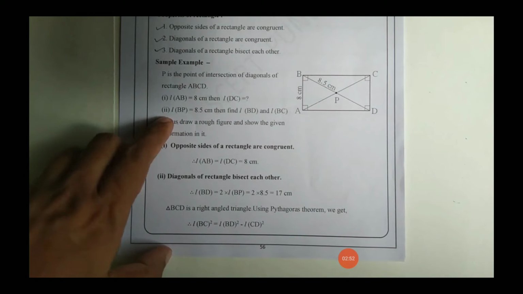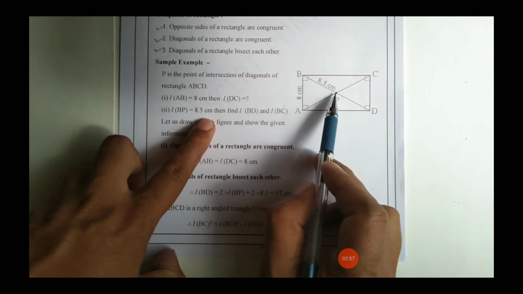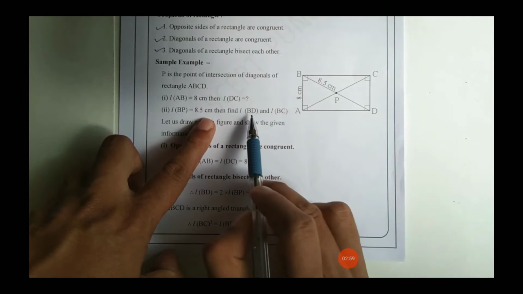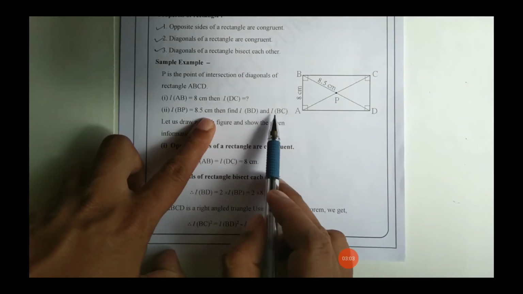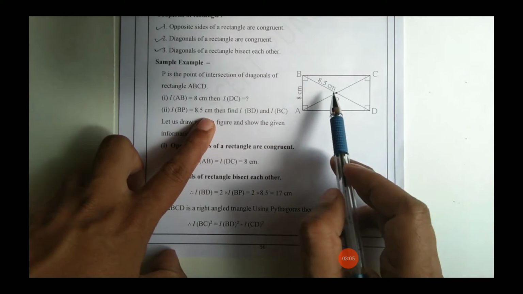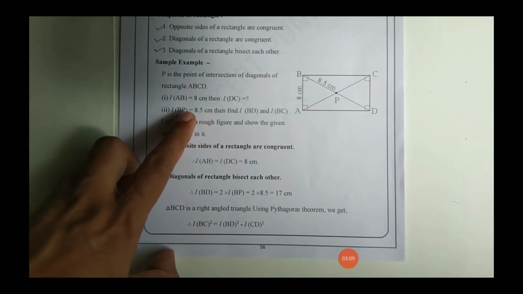Second question आहे length BP is 8.5. Where is that? BP is 8.5. Then find length BD, the diagonal, and length BC. The length BC is here. BC is the side of the rectangle ABCD.